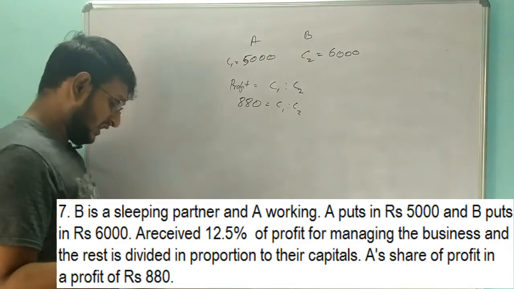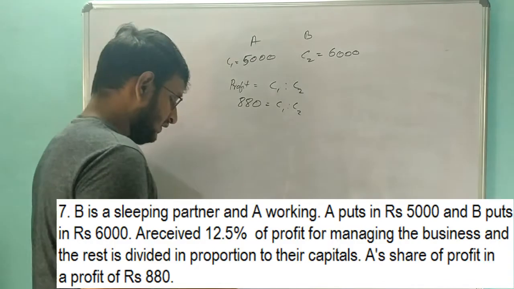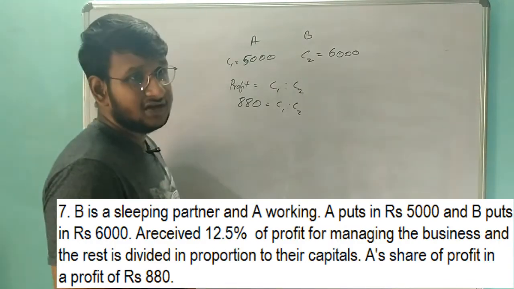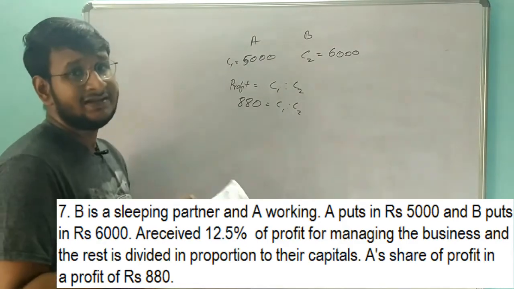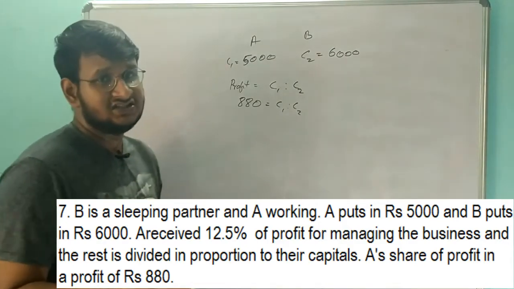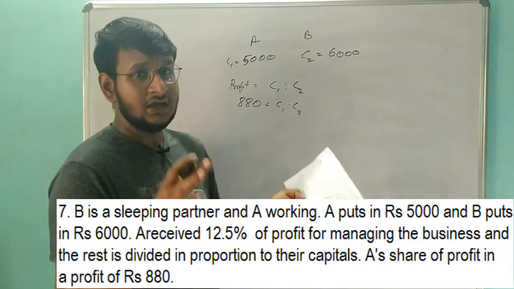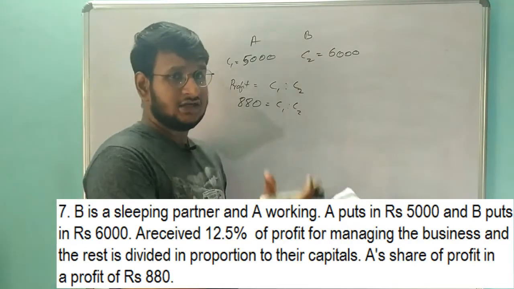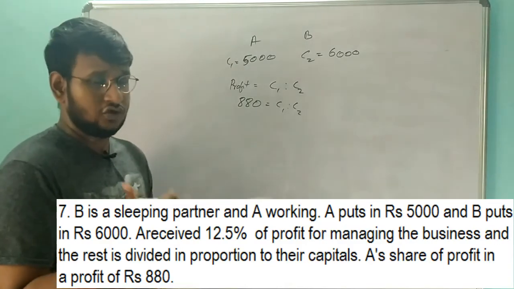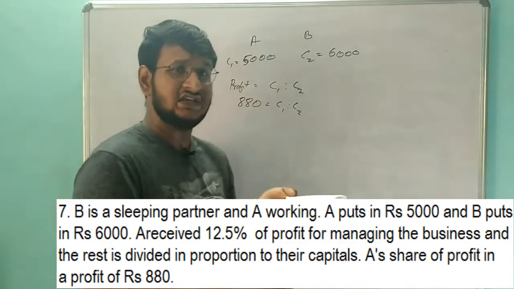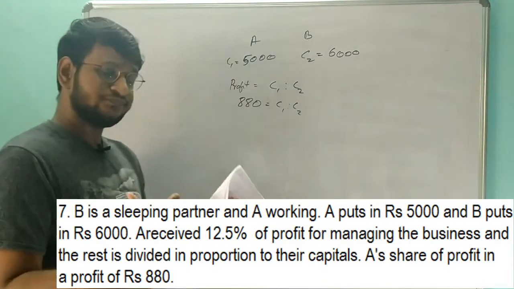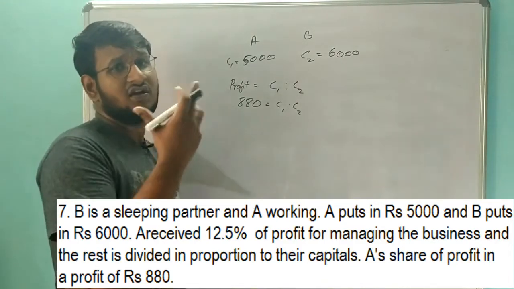But if you see the question, they have given another parameter. Since B is a sleeping partner, he will not take part in any administration or managing part of the business. He will just invest the amount and leave the rest to the other partner. So he is not doing anything, he has just invested some amount and he is just sleeping. Such types of partners are called sleeping partners.